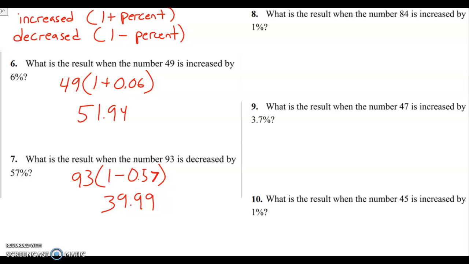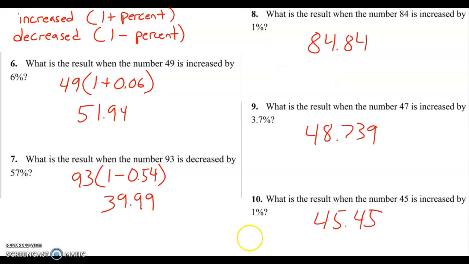Okay, so go ahead and pause the video and then do 8, 9, and 10. Alright, this should be what you get for 8, 9, and 10. These just happen to all be increased. But remember, when it's decreased, you want to do 1 minus the percent converted to a decimal.